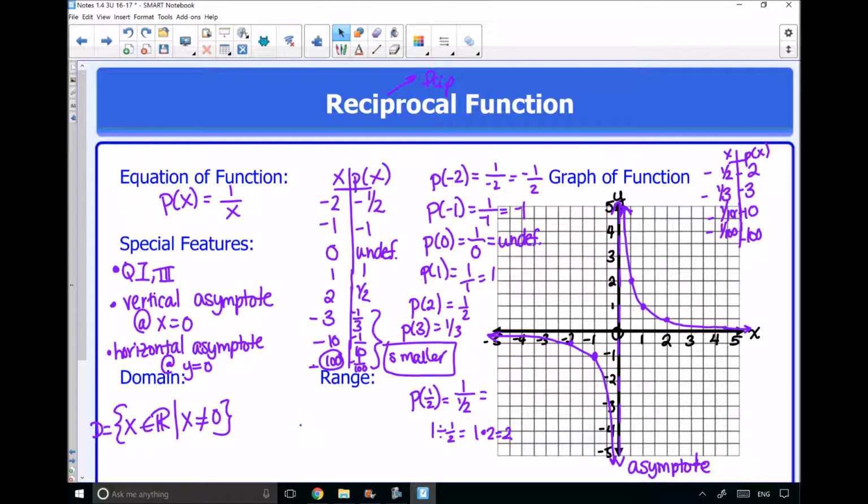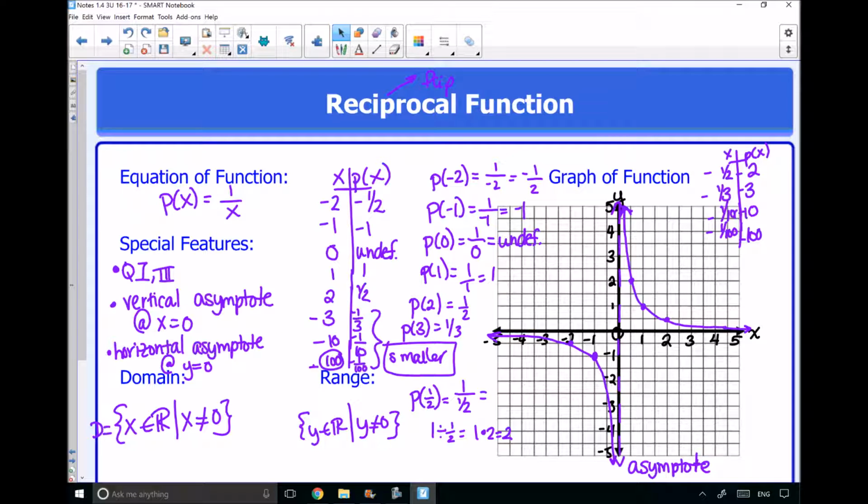Now for the range, any output that I get could be any real number, because I can have any input and take the reciprocal of it, except the only number I can't get from taking the reciprocal of another number is 0. There's no way that the reciprocal of some number will result in 0. So y will not equal 0. And you can tell from the graph as well, it tries to touch 0, but it just can't.